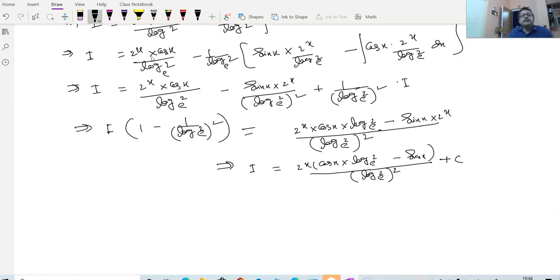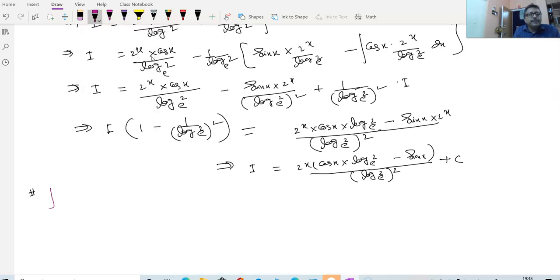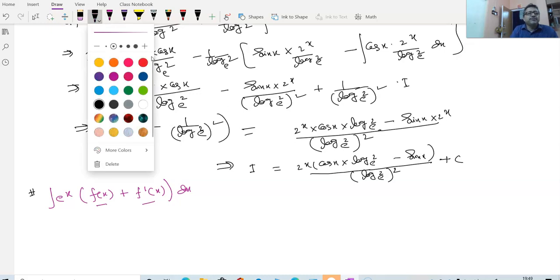So when exponential multiplied by trigonometric terms is there, then integration is of this form. Now I am going to discuss the integrand of the form e to the power x into f(x) plus f dash x. See, one function is there and its derivative is there. So this is a sum of two. You cannot use the same method for solving this kind of integrand.